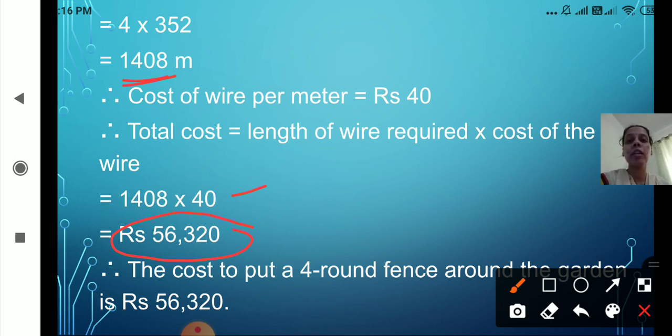Okay, hope you are clear with this. Radius is given, so first we will find the circumference. Circumference means what? The length of the wire required for one round fencing is equal to its circumference. So for 4 round fencing, 4 multiplied by the circumference. Then we require 1408 meter wire. But the cost of wire is given, that is per meter is 40 rupees. So for 1408 meter it is 1408 multiplied by 40. So you will get the final answer. So what is the final answer here? Rupees 56,320.